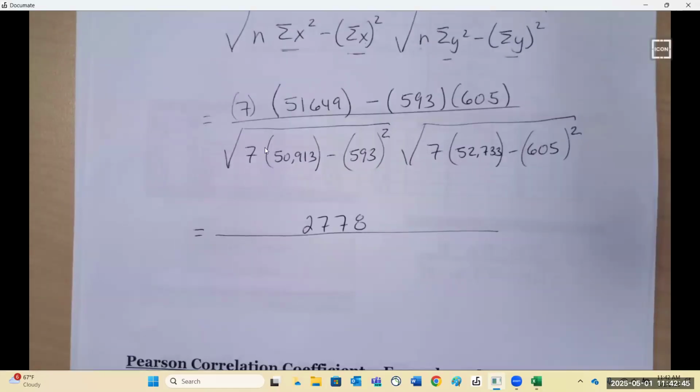Now I got to do both of these inside the radicals. I take the 7 times the summation of x squared minus the summation of x, squared.